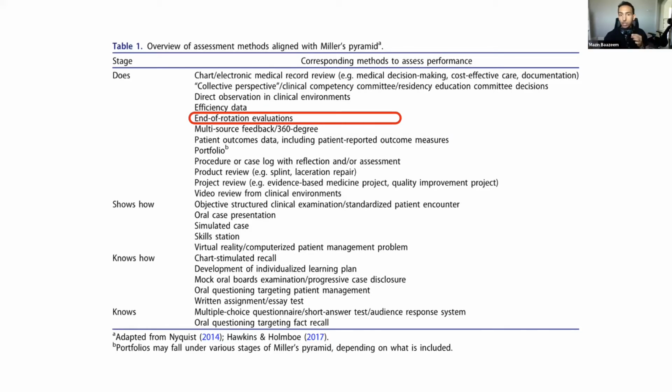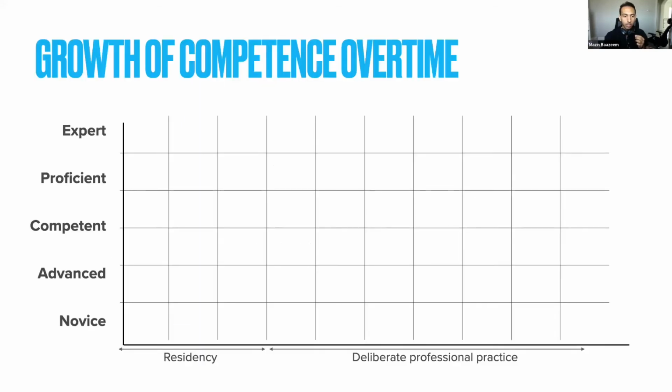And this is something good, but we need to also use some sort of clinical and direct observation in the clinical environment. I find this growth of competency graph very useful to understand. Basically, in the residency, you see the trainees start as a novice and then advance and then become competent. We want the residents, when they finish their training, to become competent. So the growth over time goes something like this.